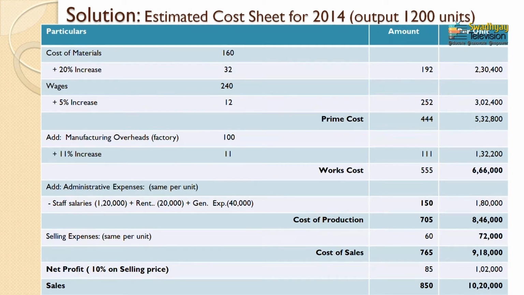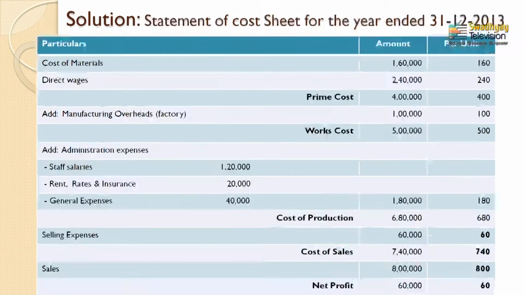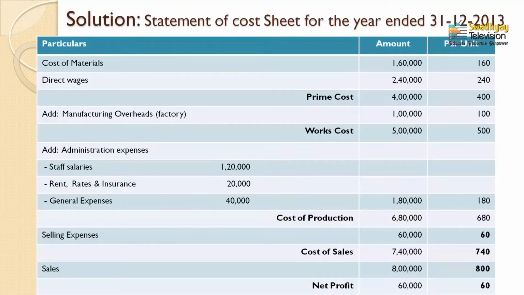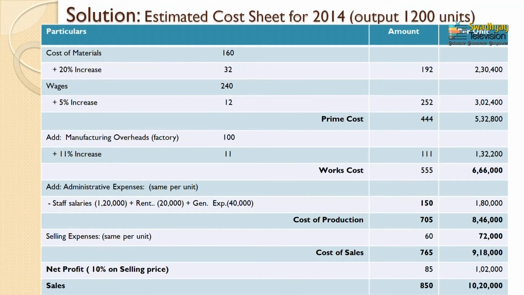Now the second item, wages. Wages in the year 2013 are 240 rupees. See the earlier cost sheet, direct wages per unit cost is 240 rupees. Now what is the adjustment regarding the wages? Wage rates will rise by 5%. Now just see the estimated cost sheet. Wages in the year 2013 were 240 rupees per unit, and it is increased by 5%. So 5% of 240 rupees comes to 12 rupees. Added to the wages, the new wages per unit for the year 2014 come to 252 rupees.